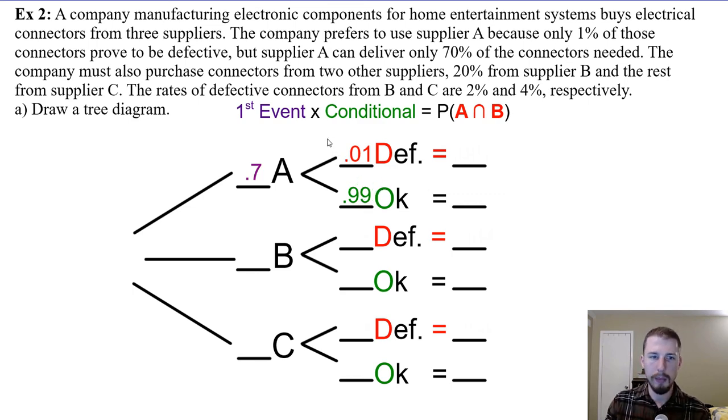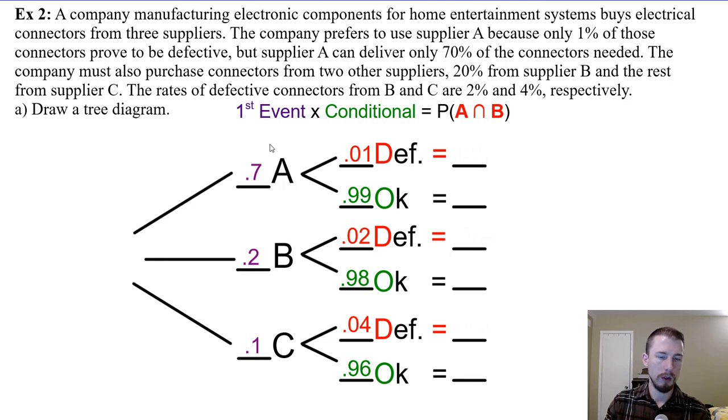Then for supplier B, 20% come from supplier B with a defective rate, and the rest come from supplier C. Okay, so that would be 90%. So 10% come from supplier C. The defective rates from B and C are 2 and 4 respectively, meaning it's in the same order as what was said before. So B would have the 2% and C would have the 4%. So 2 and 4%, which would mean there was 98% okay and 96% of them are okay. Okay, fill in the tree diagram.